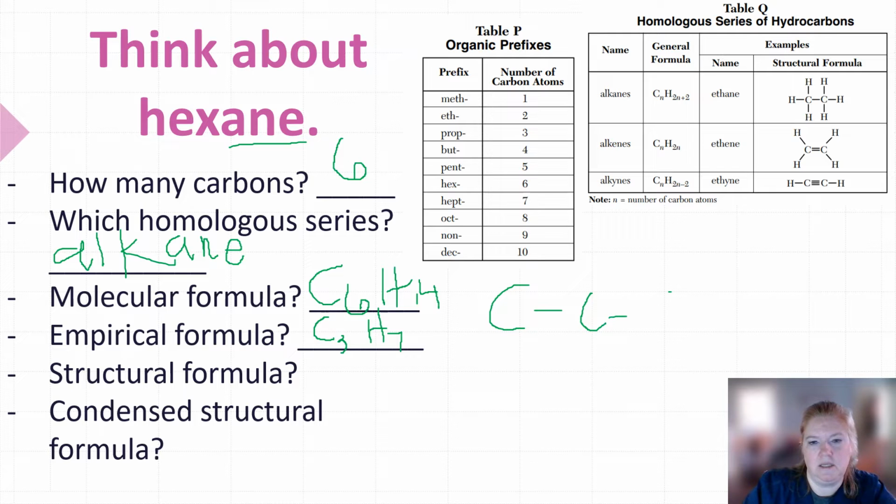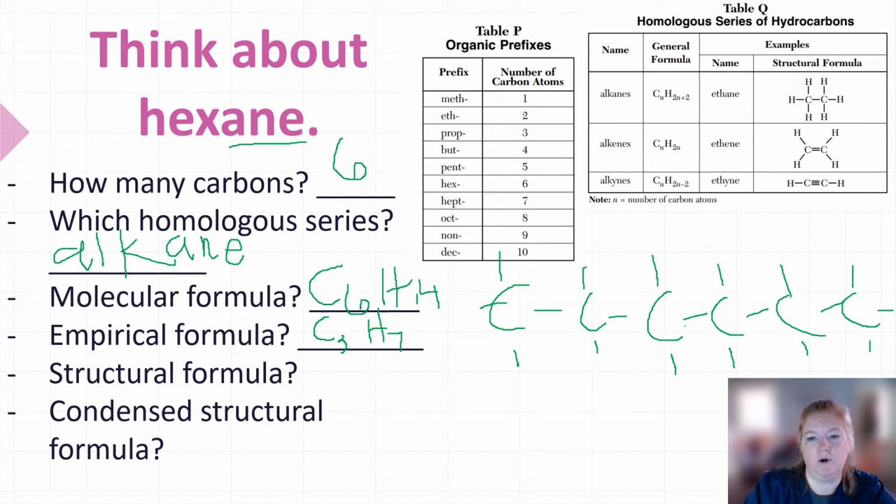Structural formula, draw. C, C, C, C, C, C. Ooh, 6. Now I have to add the hydrogens. Remember, every carbon needs 4 bonds. 1, 2, 3, 4. 1, 2, 3, 4, and so on for each carbon. Now, I can write the H's at the end of each one of these lines, but I don't have to. It's okay, just like this. If you write one of the H's, though, you got to go around and write all the H's. So maybe not.